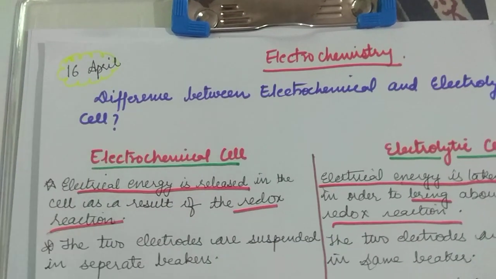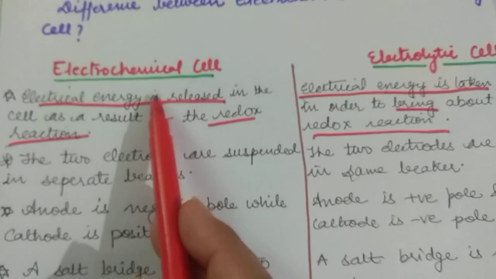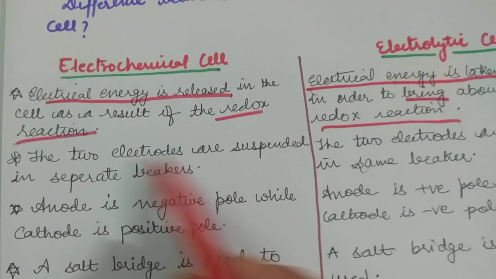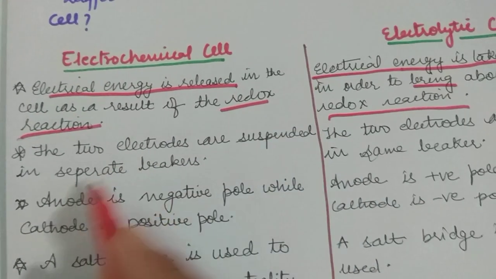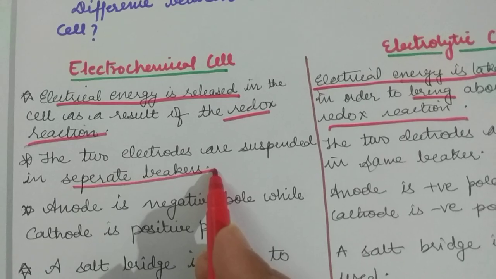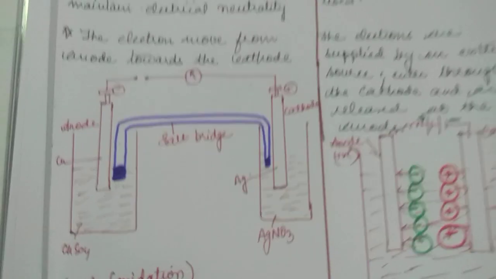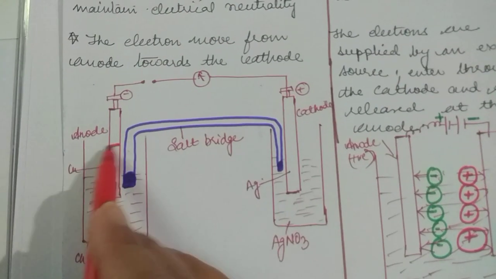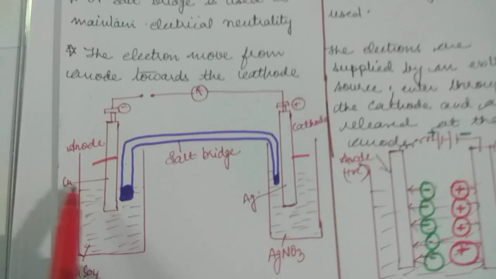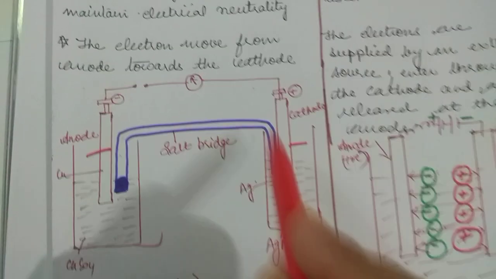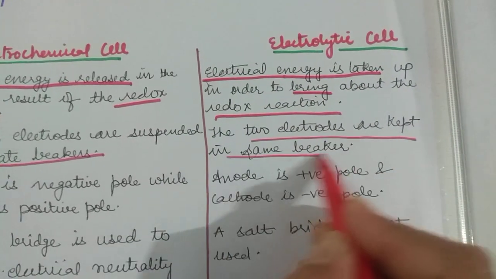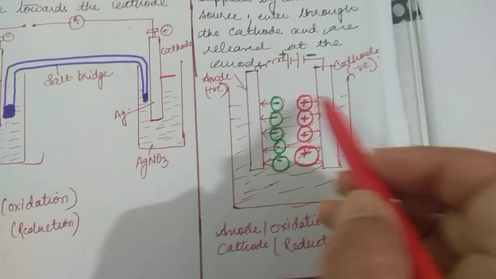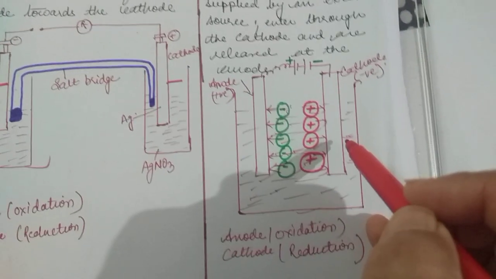Second, in electrochemical cell, the two electrodes, that is cathode and anode, are kept in separate beakers. Clear? For example, here I have drawn this picture. This is one electrode, this is the other electrode. Both the electrodes are in separate beakers. Whereas in electrolytic cell, the two electrodes are kept in the same beaker. Like here I have drawn this electrolytic cell. Both the electrodes are in the same beaker.